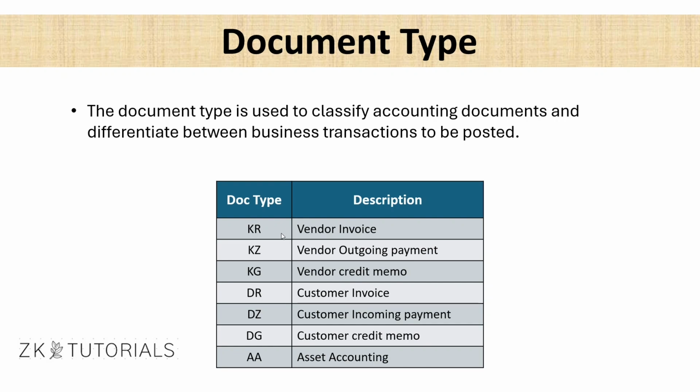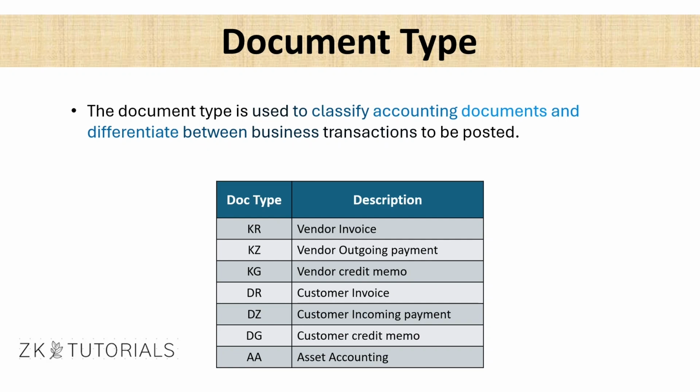One is KR, that is for vendor invoice. KZ is used for vendor outgoing payments. KG is used for vendor credit memo. DR is used for customer invoice. DZ is used for customer incoming payment. DG is used for customer credit memo. AA is used for asset accounting.